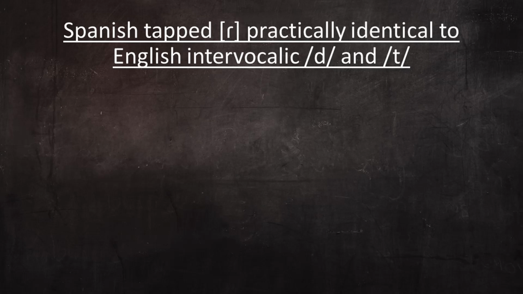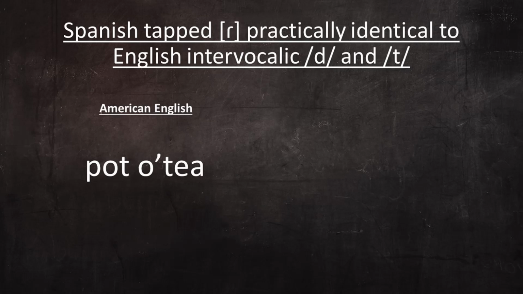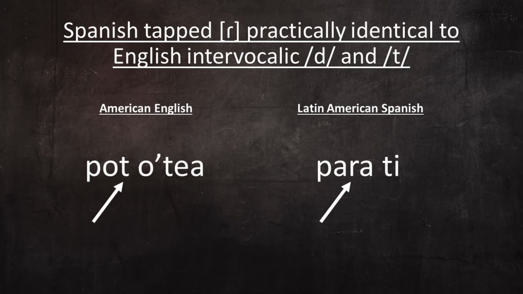One example I love to use that shows just how similar these sounds are is this English phrase, pronounced casually with a standard American English accent, compared side by side with this Spanish phrase. Notice the similarity in pronunciation between the T of pot and the R of para. Para ti, para ti, para ti. It's virtually exactly the same sound.